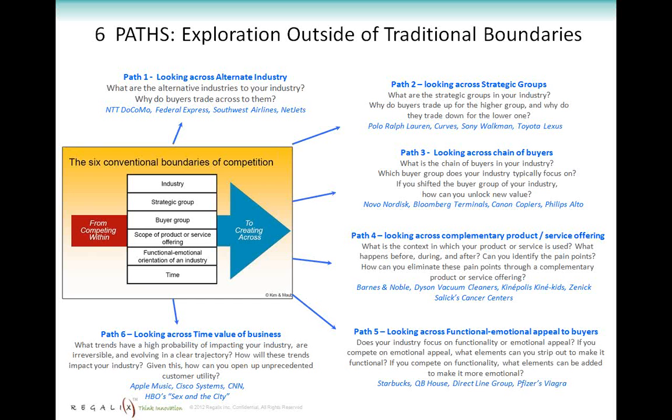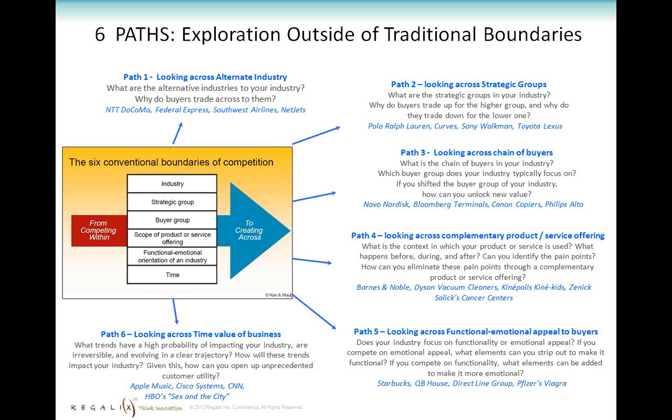The fifth path is called looking across functional and emotional appeal to buyers. The key question you need to ask here is, does your industry focus on functionality or emotional appeal? If you compete on emotional appeal, what are the elements that can be stripped to make it more functional? And if you compete on functionality, what are the elements that can be added to make it more emotional? Companies like Starbucks, Viagra, and QB House followed this path.